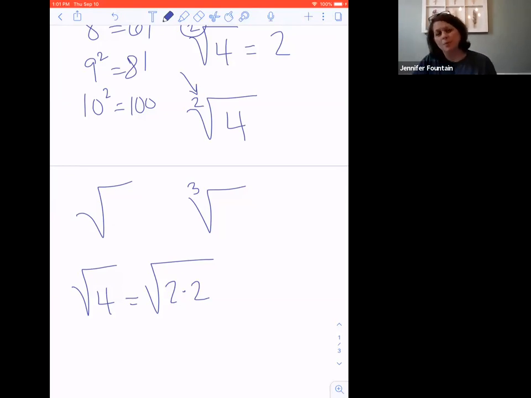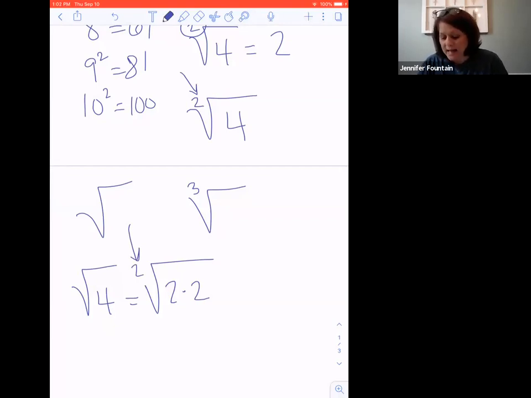So I've kind of come up with a silly way to deal with radicals. I want you to know that this is not mathematical, okay? This is just Jennifer Fountain's silly way of remembering how to deal with radicals. So basically, my understood number here is 2. I understand that to be a 2.